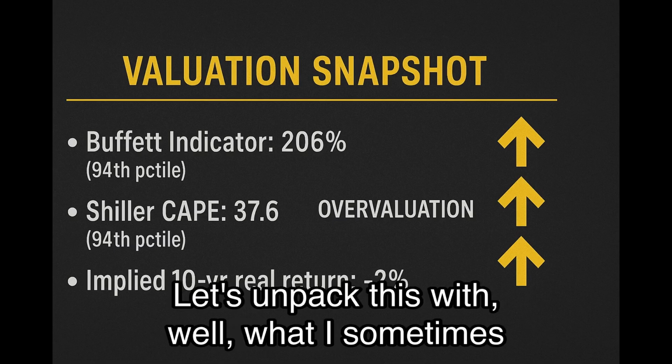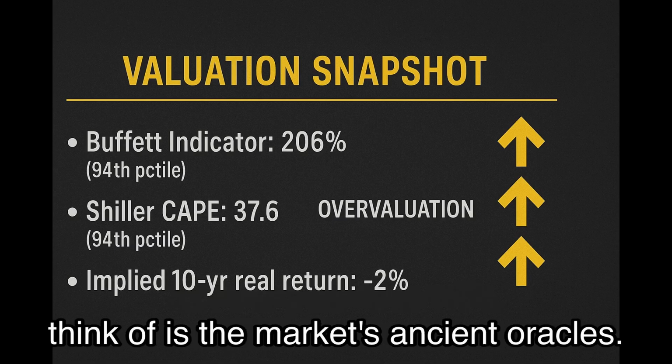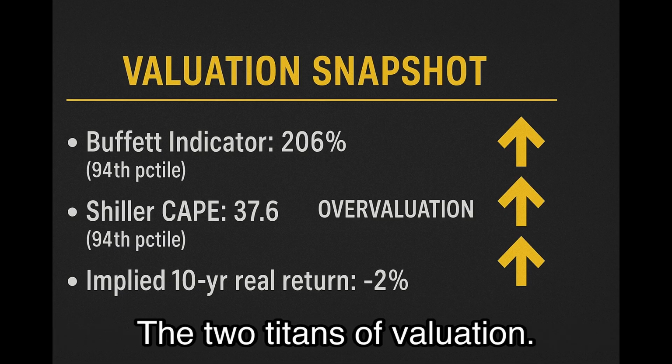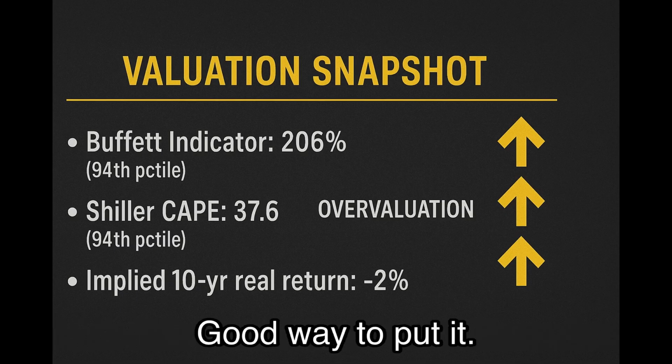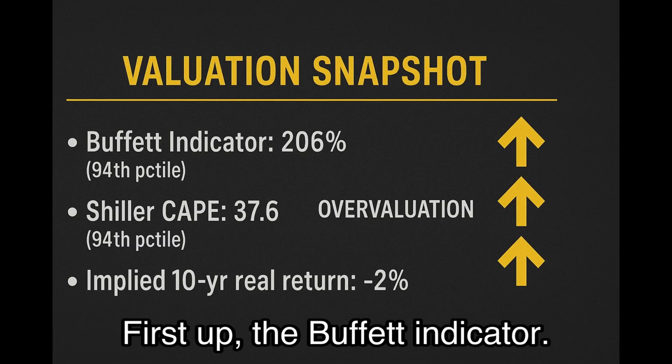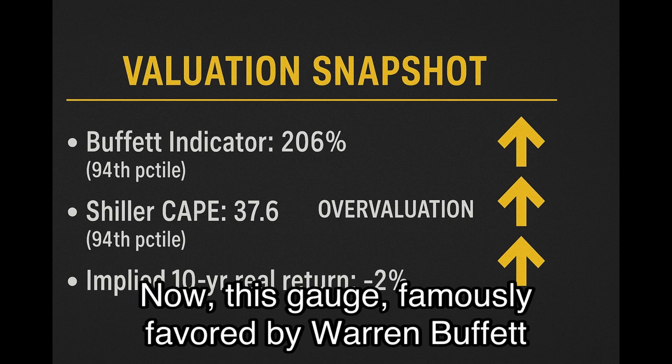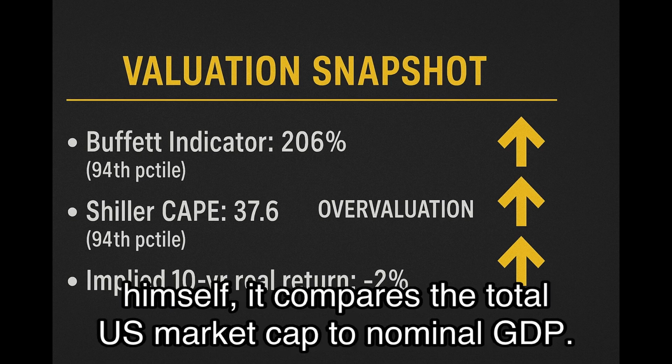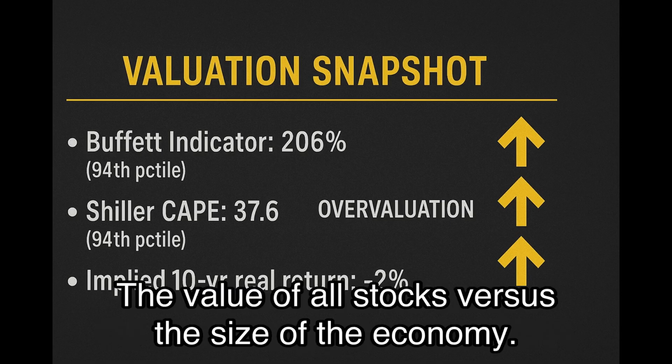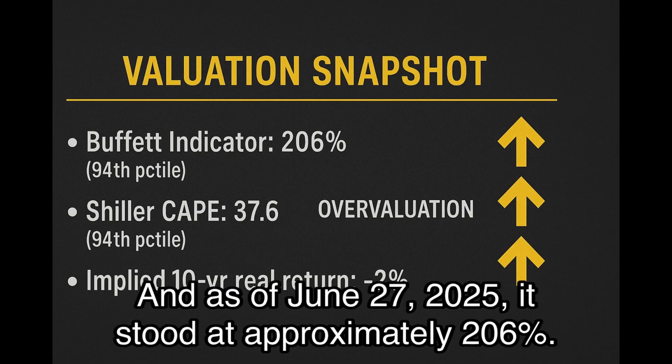Let's unpack this with what I sometimes think of as the market's ancient oracles, the two titans of valuation. Good way to put it. First up, the Buffett indicator. Now, this gauge, famously favored by Warren Buffett himself, compares the total U.S. market cap to nominal GDP. Right. The value of all stocks versus the size of the economy. And as of June 27, 2025, it stood at approximately 206%.